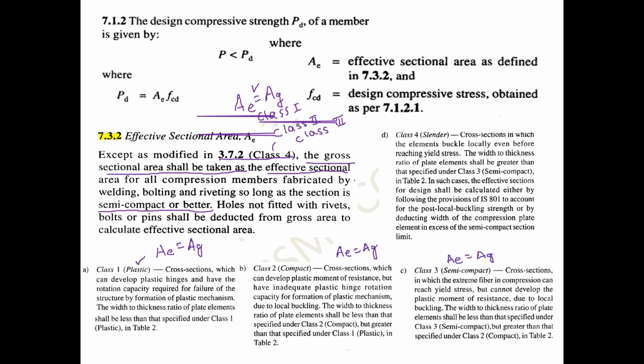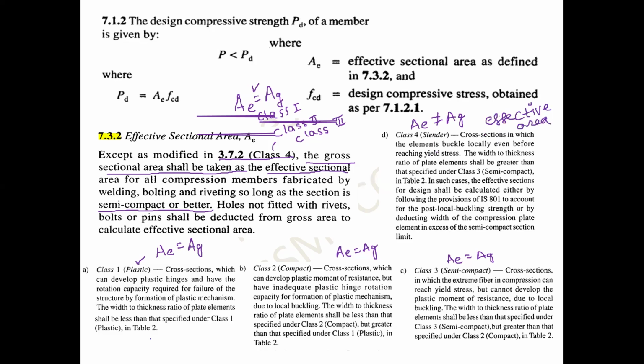So class 4 we are not going to consider, or here my AE is not equal to AG. In this case, my value of AG, that is not equal to AE. So here my value that is less than AE. We have to find in this case that is effective area. So we will not go for this. How we will find effective area?